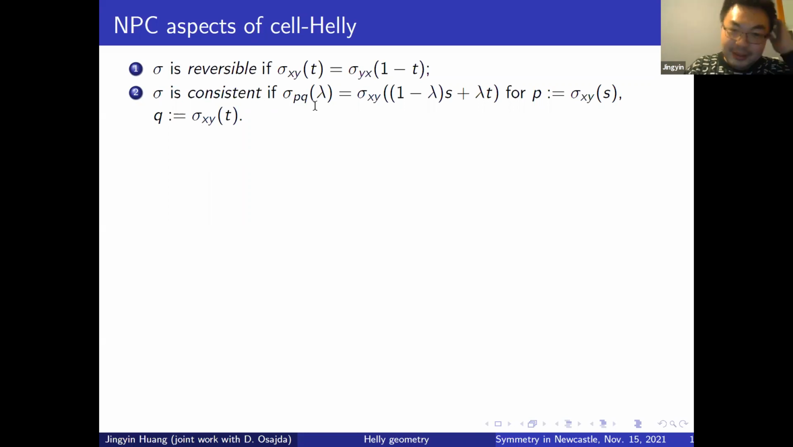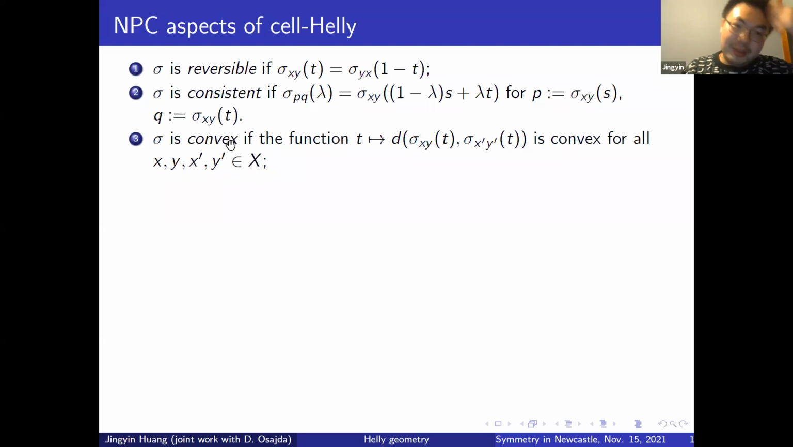And then the last thing I want is for this geodesic component to be convex. So let's say I have two geodesics, one from X to Y and another from X prime to Y prime. Imagine I'm moving on the first geodesic, parameterized by T, and also moving on the second geodesic, also parameterized by T, at constant speed. I consider the function from T to the distance between the two points. The third condition requires that this function is convex.